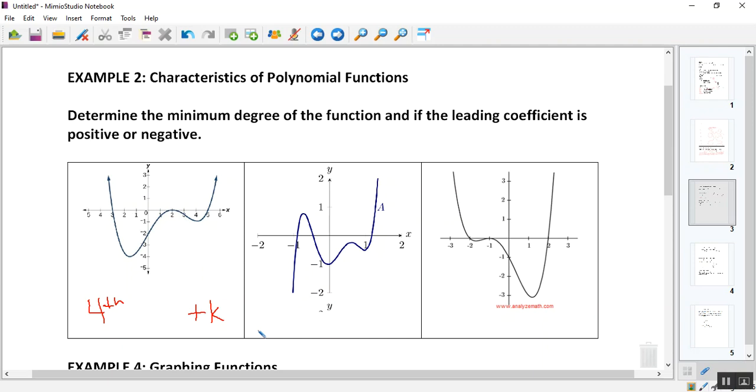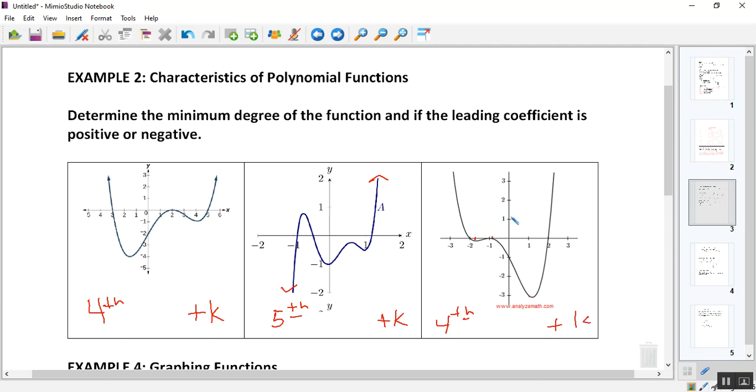So talk to me, what's your minimum degree here? 5th. Leading coefficient, positive or negative, based on your end behaviors here. Positive. Yep. Has to be odd. How about this? 4. At least a 4th with what?